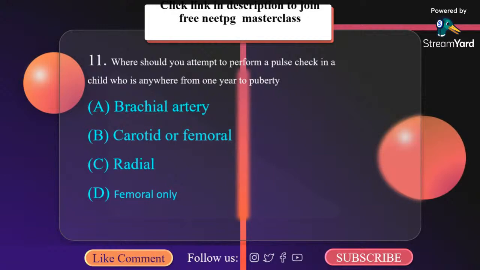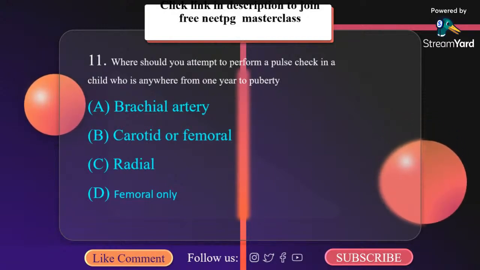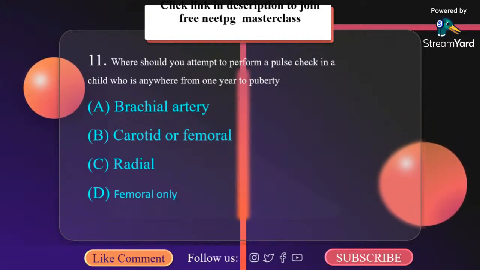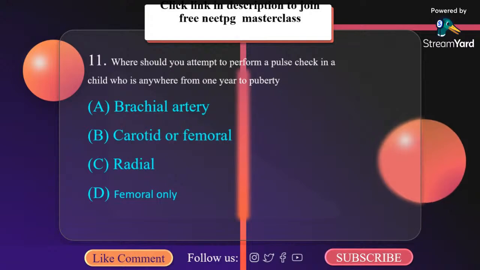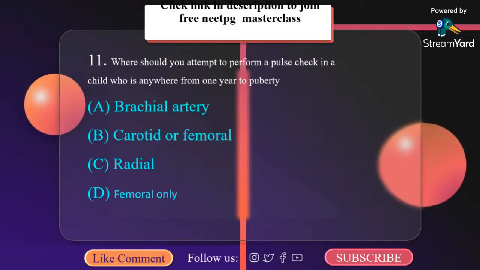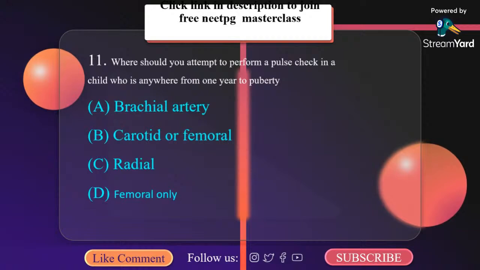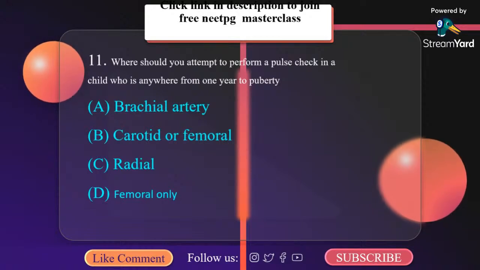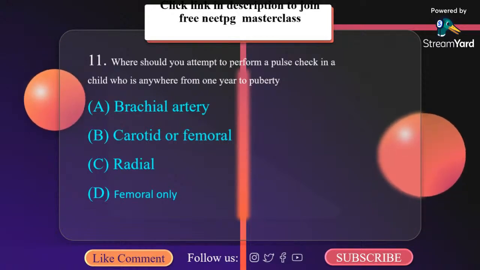Where should you attempt to perform a pulse check in a child who is anywhere from 1 year to puberty? A, brachial artery; B, carotid or femoral artery; C, radial artery; and D, femoral only. The correct answer here is B, carotid or femoral artery.